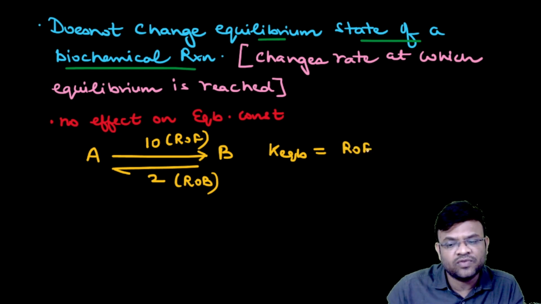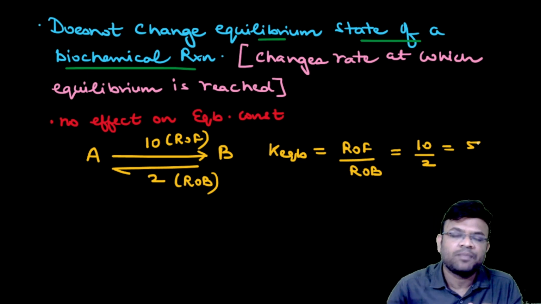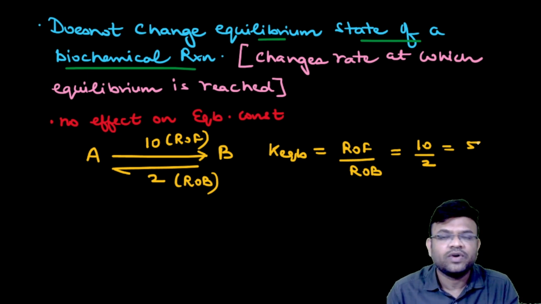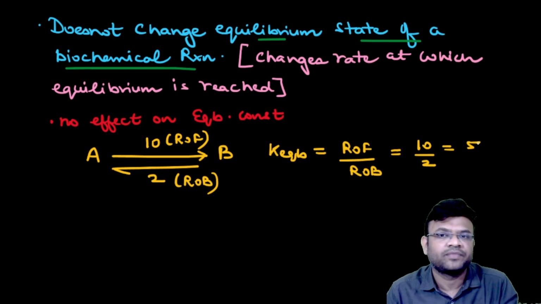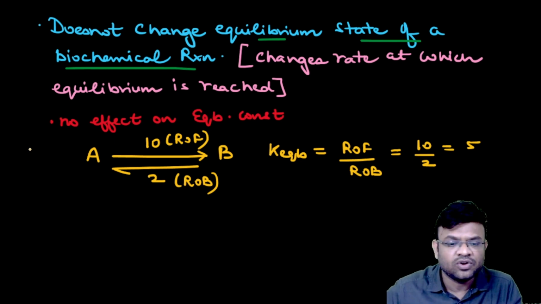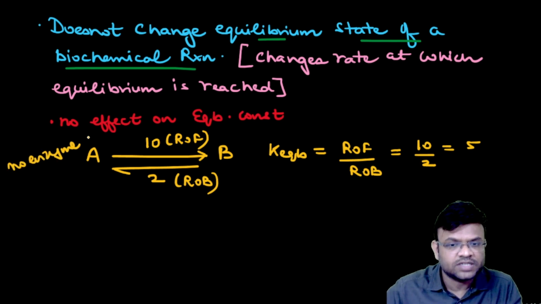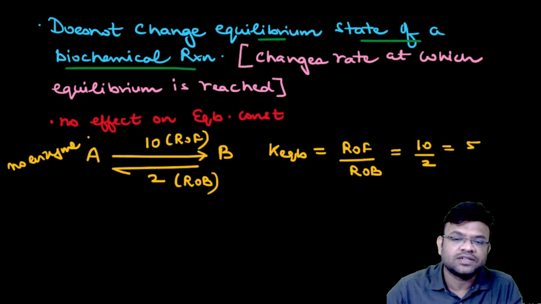Now, if I say K equilibrium, what will be the K equilibrium of this reaction? Rate of forward reaction upon rate of backward reaction. This would be equal to 10 by 2, equal to 5. So rate of forward reaction upon rate of backward reaction over here will be 5. Now, over here no enzyme was used. But suppose in the next reaction I want to use an enzyme, the same thing.